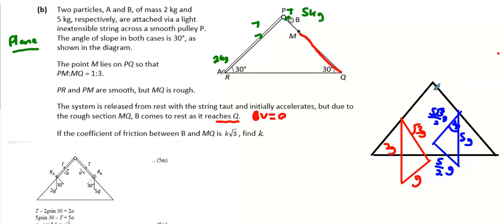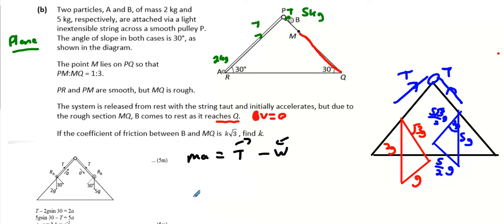Next thing we've got to worry about is the tension. So the T values going up and across, like so. So the T values, what are we going to do with them? Okay, let's start off with the 2 kilogram weight. The 2 kilogram weight is MA equals T pulling up the hill, and then its weight acting against it. So it's going to be 2A equals T minus G.